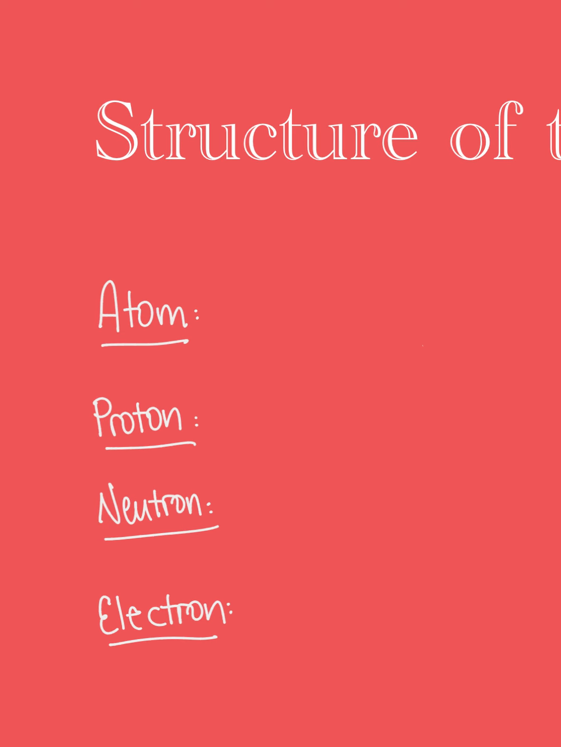What is the atom? The atom is the basic unit of a chemical element. Elements we'll get to in a little bit, but elements are things like oxygen or carbon or hydrogen. Okay, so this is the basic unit.